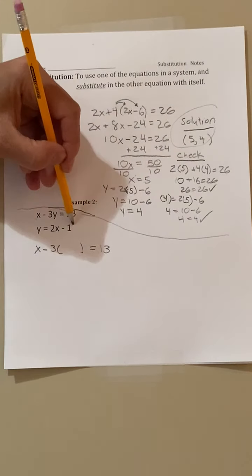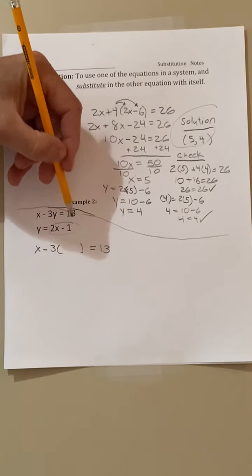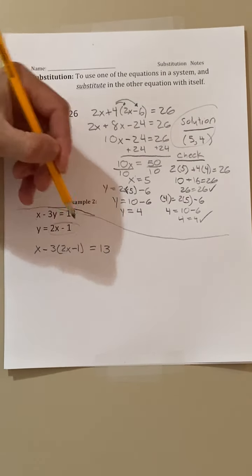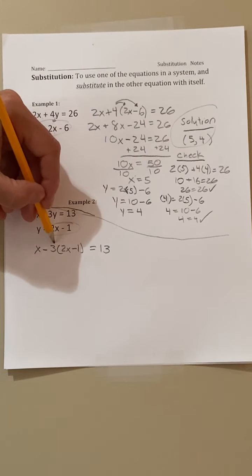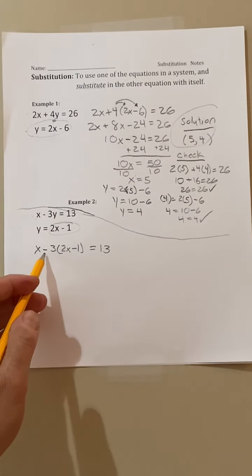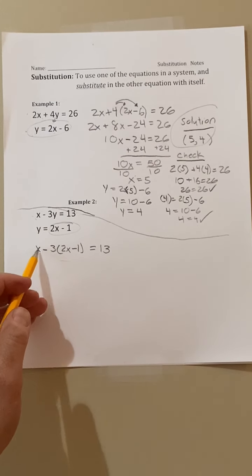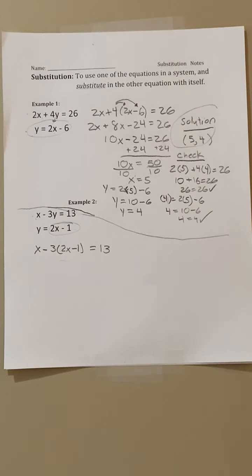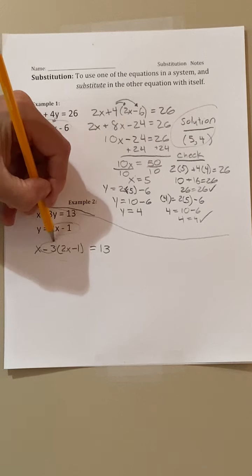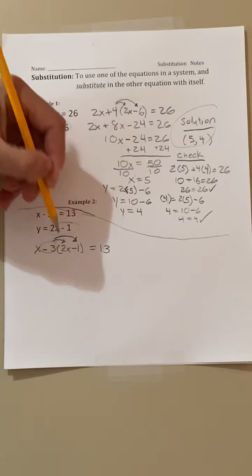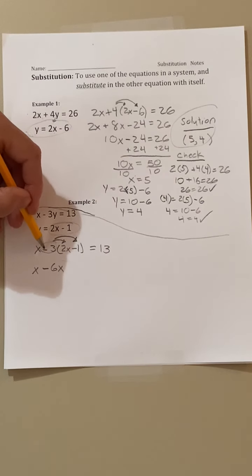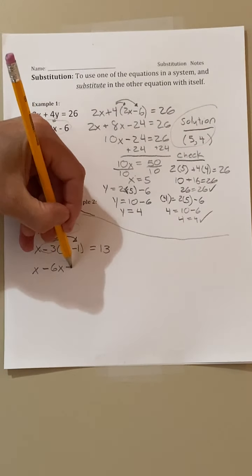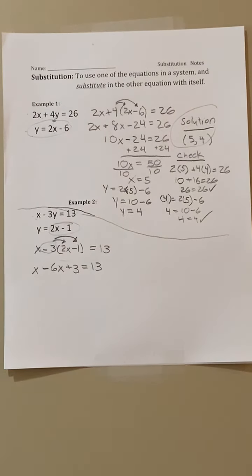Now let's substitute in this second equation. I know that y is equal to 2x minus 1, so I can put 2x minus 1 in place of y. Now we can go ahead and solve this equation. First step is I have to distribute my coefficient. Notice here that I'm multiplying what's in parentheses by a -3 because I have x minus 3 times what's in parentheses. So this is like multiplying both terms by -3. This equation is now going to become x minus 6x, and then -3 times -1 gives me plus 3 equals 13. Make sure you can follow those steps. That's the complicated part of this equation.